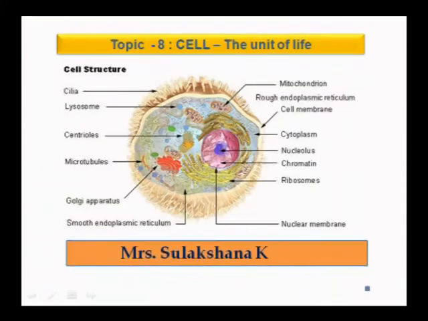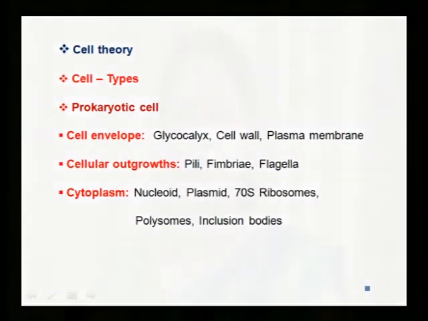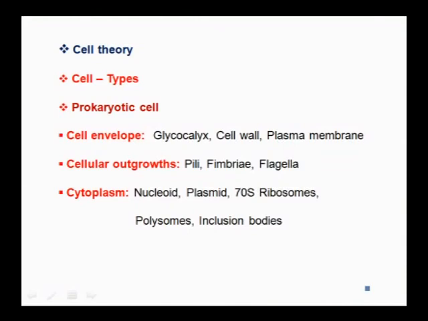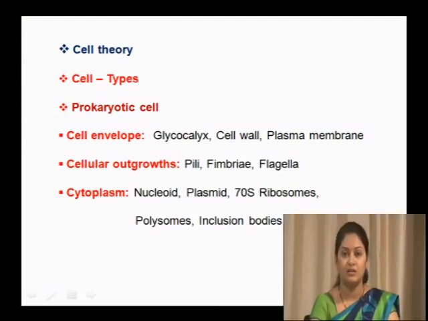So today we are going to discuss the topic cell structure and function, belonging to the unit Cell, the Unit of Life. In this topic we are going to study the details as follows. First of all, regarding the cell theory. Cell theory was proposed by Schleiden and Schwann, and it was improvised further by Rudolf Virchow. It says that all organisms' bodies contain cells, and all new cells arise from pre-existing cells.